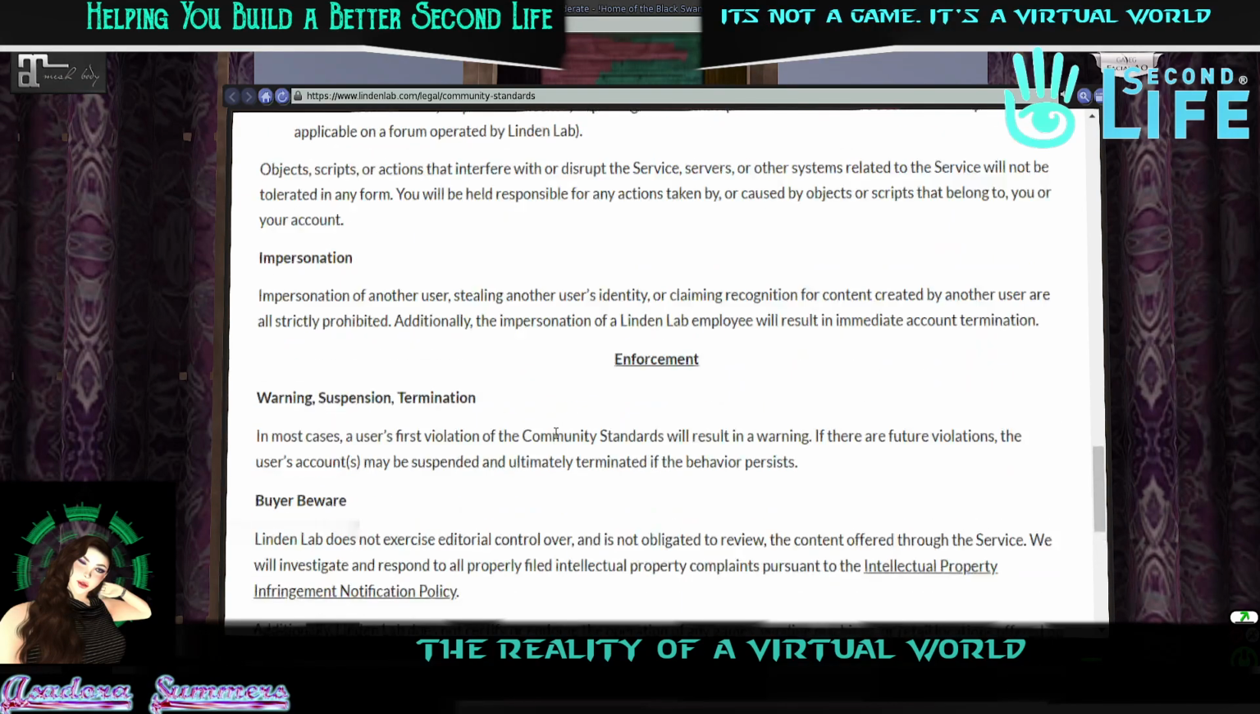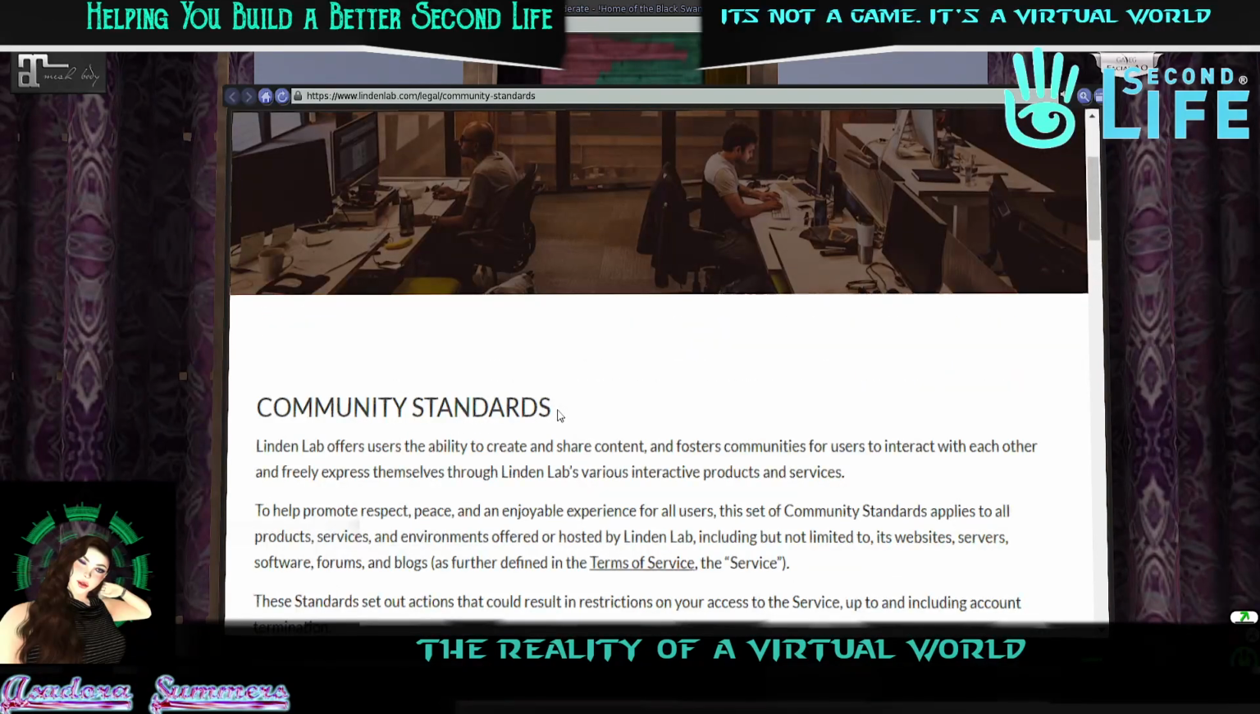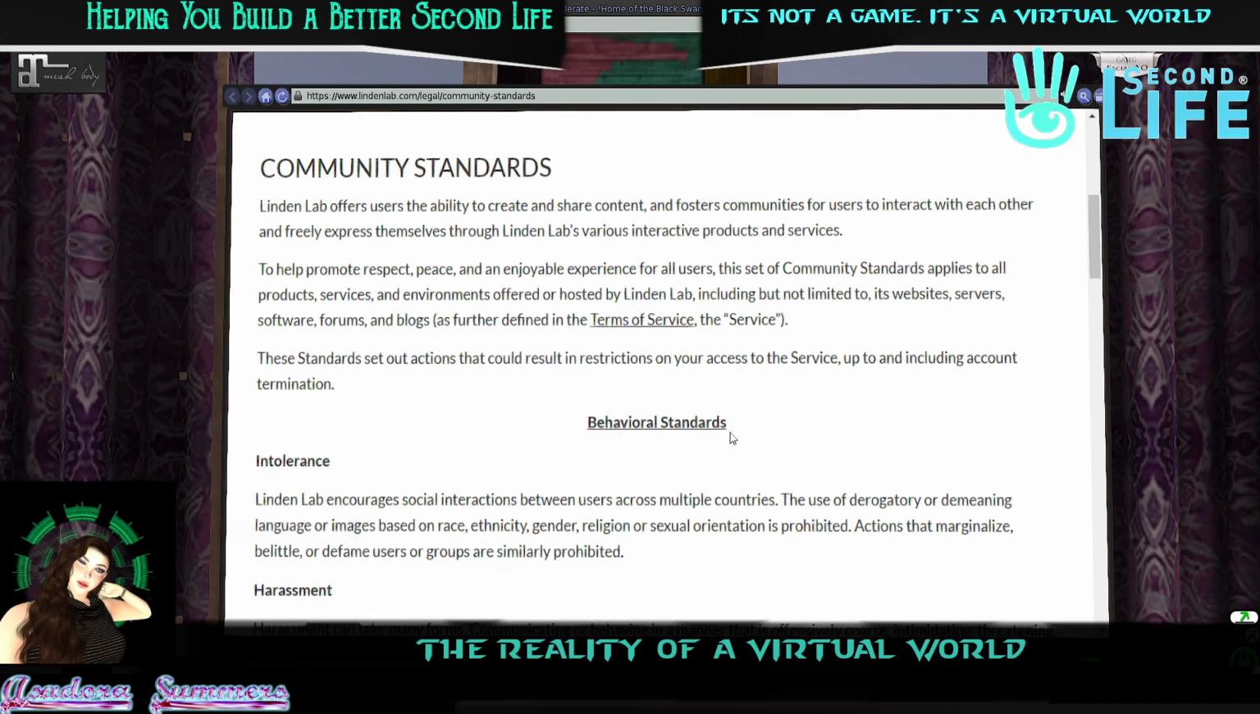Okay. So that is the community standards. It is serious and it really breaks down behavioral standards, which is the biggest part of people misrepresenting their knowledge about the TOS.